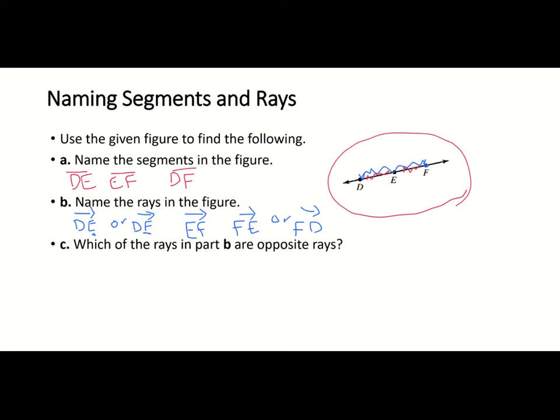Now, if we look at these, which ones are opposite rays? Actually, I did miss one up here. We have ray EF, but I could also do ray ED, where I start at E and go through D. And if you look right there, these would make up our opposite rays. So we have ray EF and ray ED that make up opposite rays.